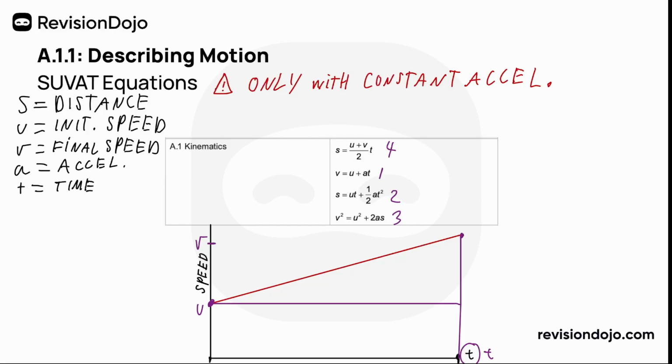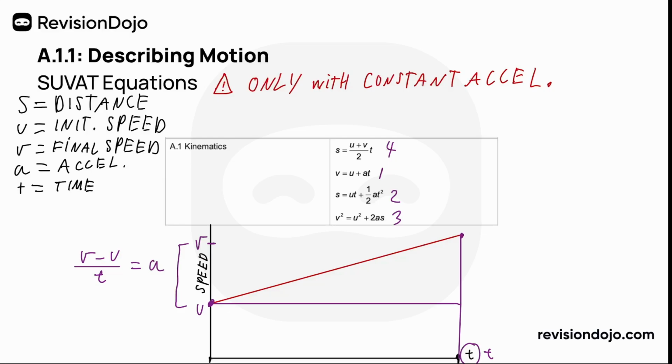So, to find the gradient, we need to do rise over run. Here, rise is equal to V minus U. I hope you see where that comes from. Then run is obviously T. So V minus U over T equals acceleration, because it's rise over run.